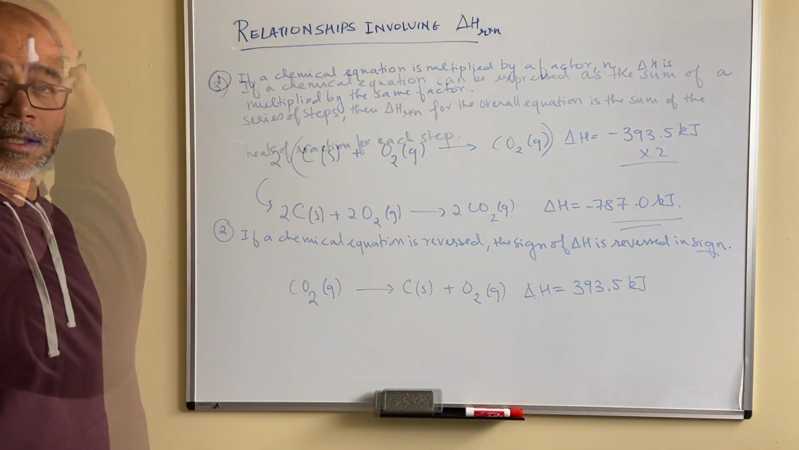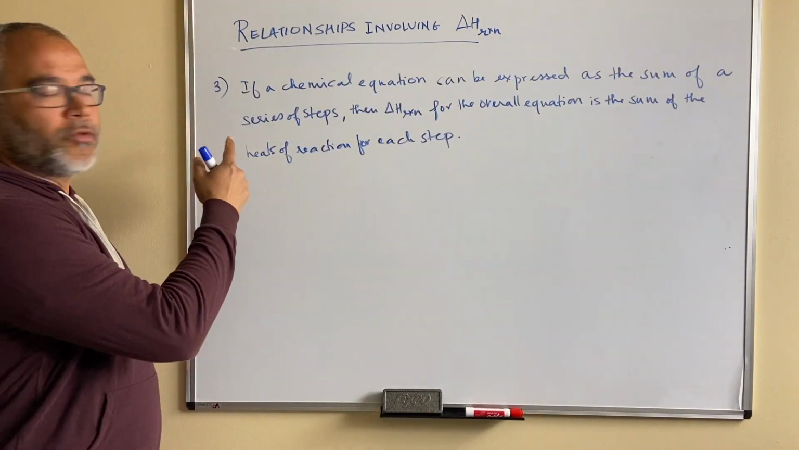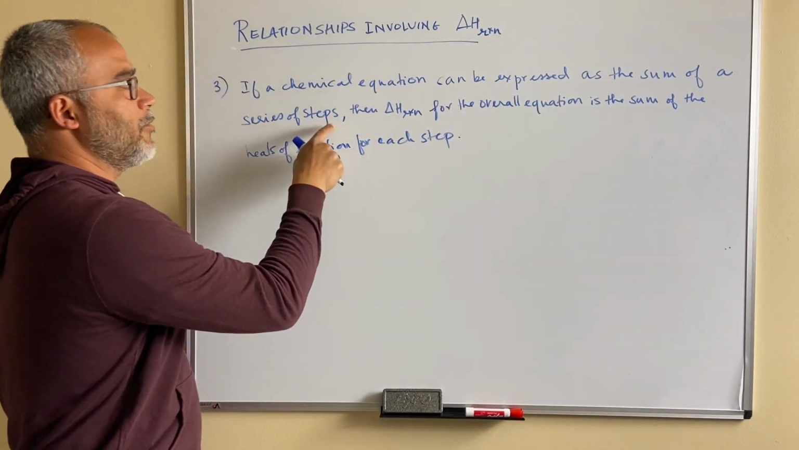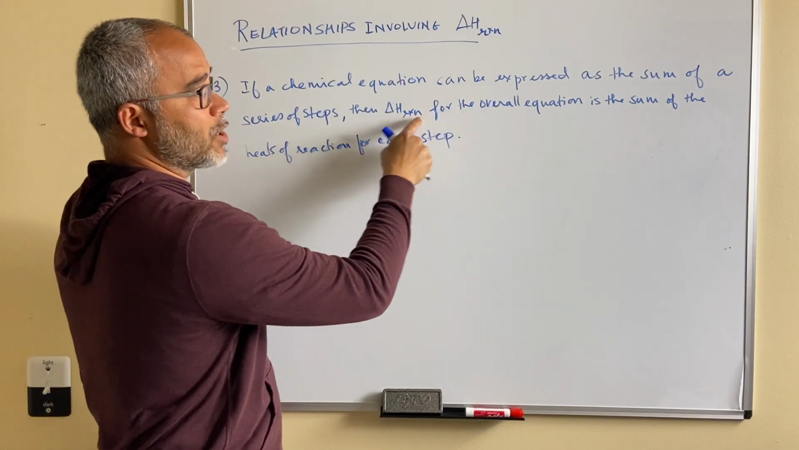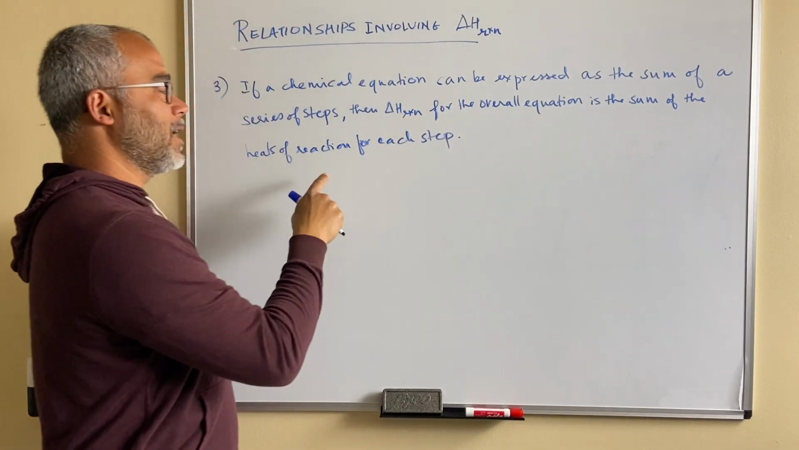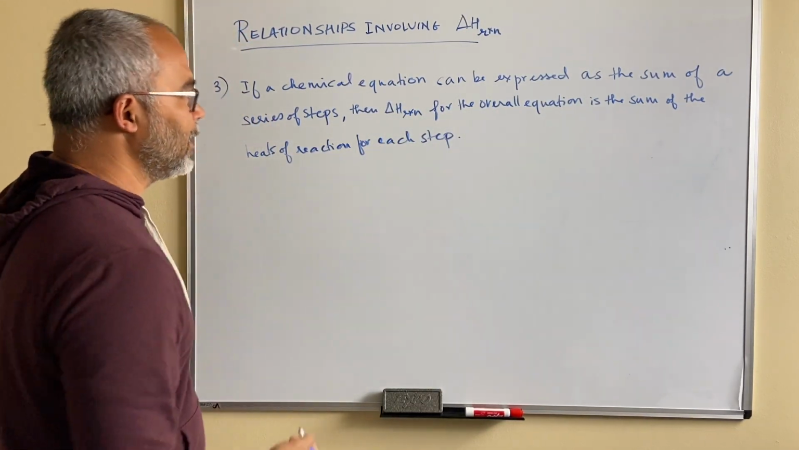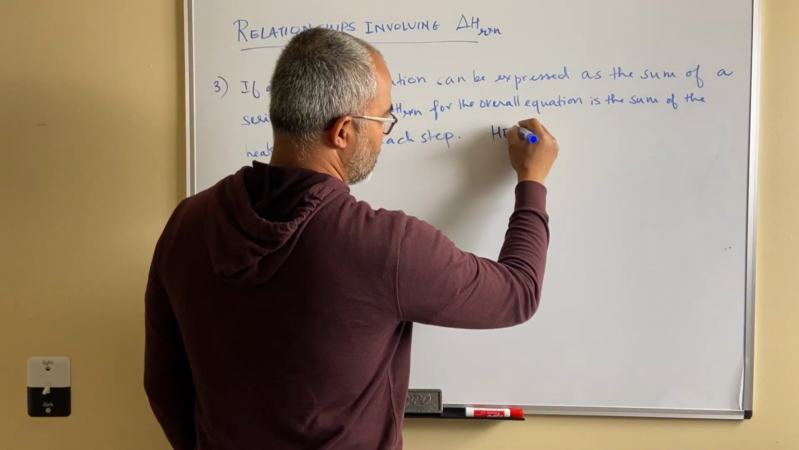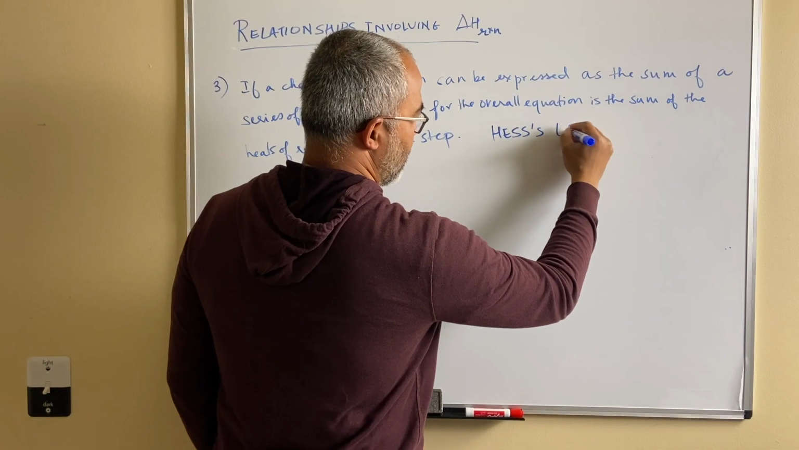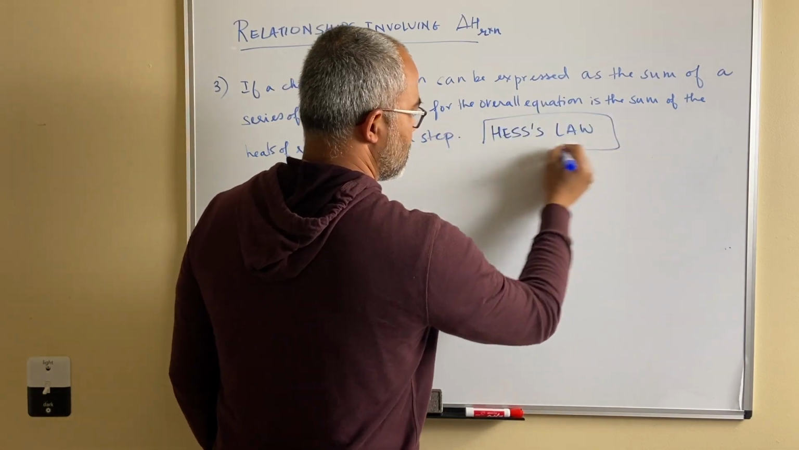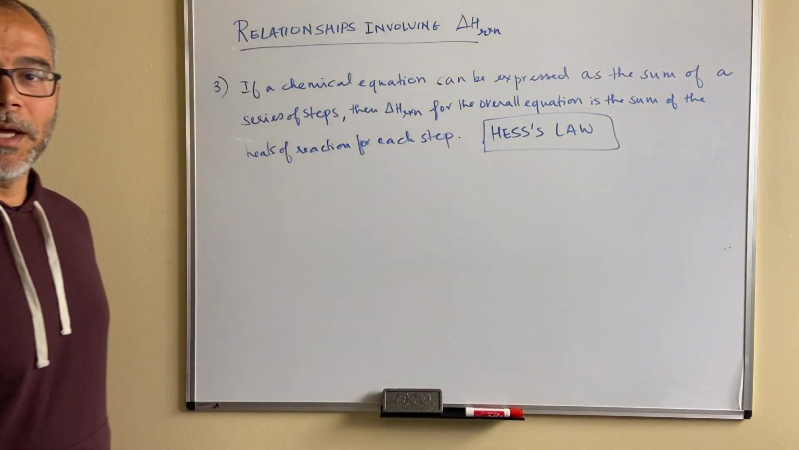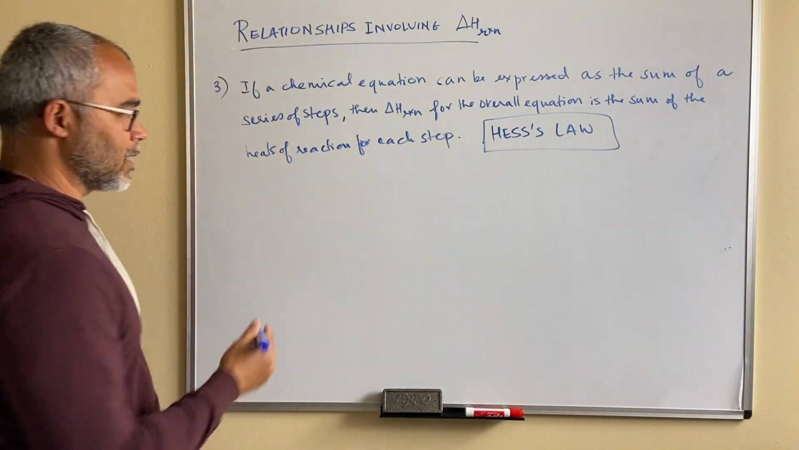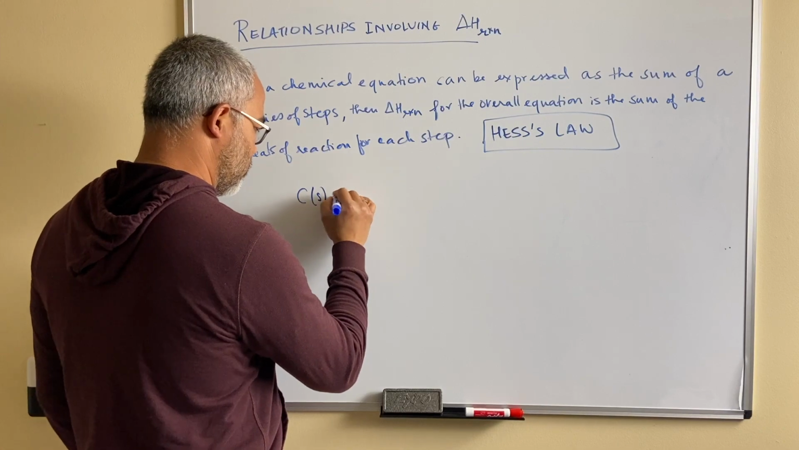There you have it. Okay, so the third rule says if a chemical equation can be expressed as a sum of a series of steps, then delta H of reaction for the overall equation is the sum of the heats of reaction for each step. Okay, this is also commonly known as Hess's law. Sometimes you might come across something that makes a reference to Hess's law. That's Hess's law.